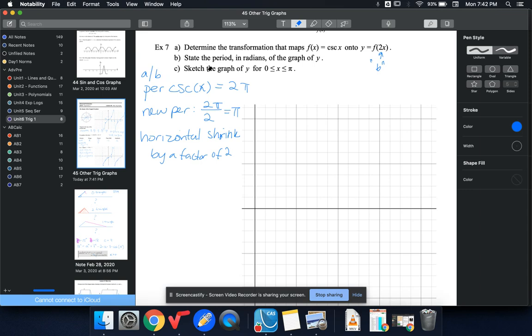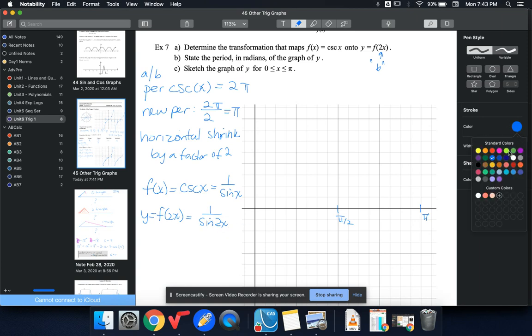And then I want to sketch the graph from 0 to pi. Well, if they've told me to go from 0 to pi, I'm going to come down here and label this my pi. So then here I'd have pi over 2. And if I think about the graph of y equals, or f of x equals cosecant of x, well, that's 1 over sine of x. And then if I think about y equals f of 2x, that's going to be 1 over sine of 2x. So it's handy to know what sine of 2x looks like.